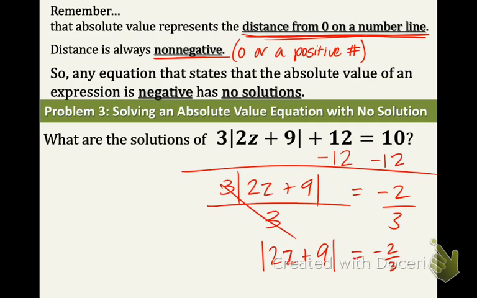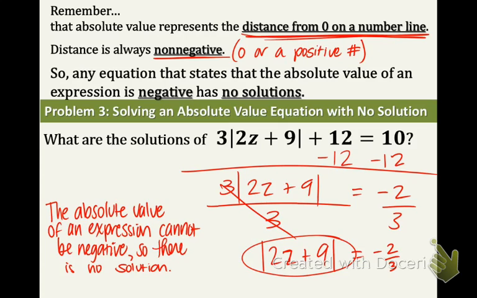And now take a look at this. Absolute value is all by itself over there. It's equal to a negative number. That's not possible. So the absolute value of an expression cannot be negative, so there is no solution. I'm going to write that down, and you can too. Okay, there's the conclusion sentence stating our answer. There's no solution. You can try the lesson check right now, or you can wait until we do similar problems together during class.